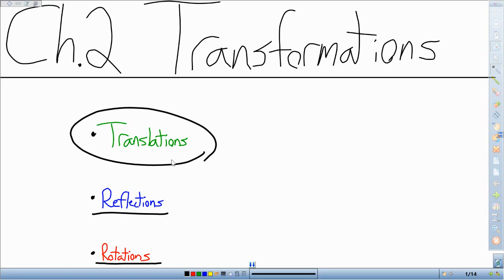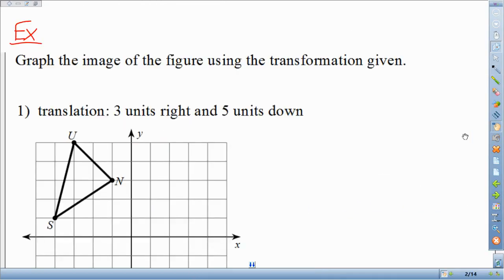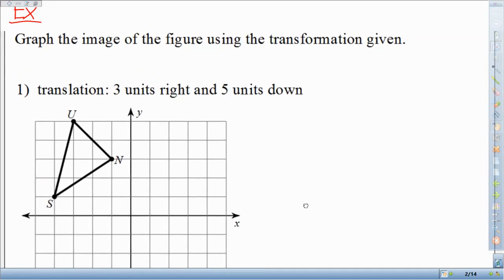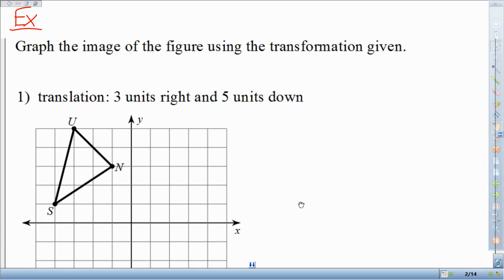Basically the easiest way to think about a translation is it's you sliding an object left and right or up and down. That's kind of what it's all about. So let me show you what I mean. On your piece of paper here, hopefully you're able to print it out, we have our first graph. If you weren't able to print it out, again, that's okay. Just go ahead and draw this graph, a really simple one. Draw this picture on it, and we'll do this translation.